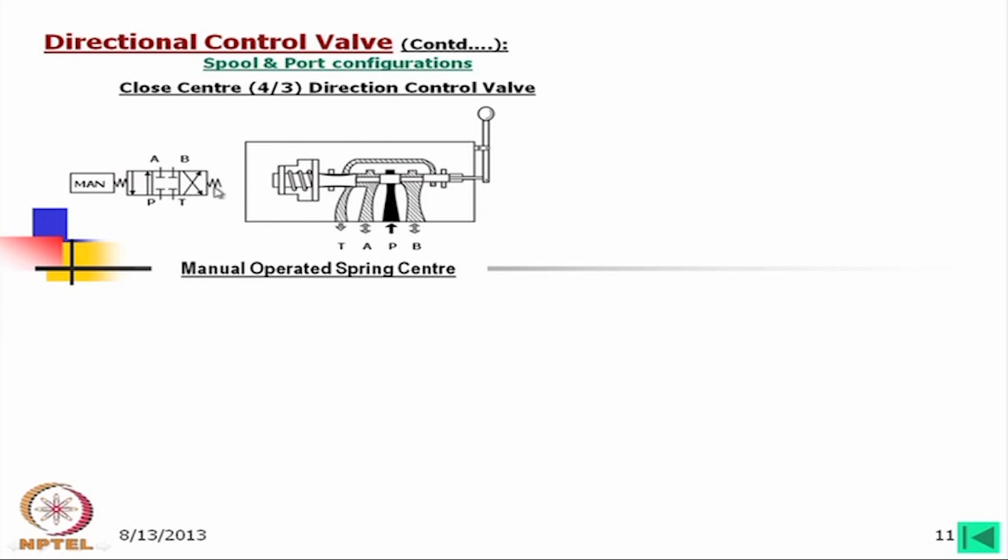If there is a spring on one side, then it is called spring return. To that direction if we operate, it will come back. Now, here again in a box it is written man, that means it is manual.